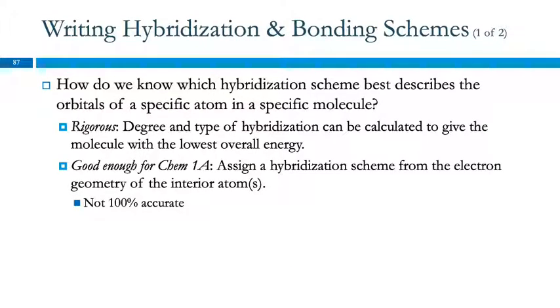So how do we know, this is a question you've been asking me all morning, how do we know which hybridization scheme best describes the orbitals of a specific atom? Well, the rigorous method is you look at the degree and type of hybridization and you calculate it so that the molecule would have the lowest overall energy. We're not going to do that. We're going to go with good enough for Chem 1A. We're going to assign a hybridization scheme from the electron geometry of the interior atoms. It's not always correct, but in the problems I give you, it will be correct.